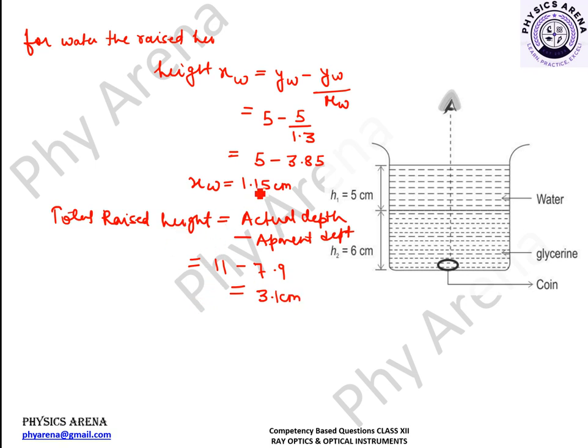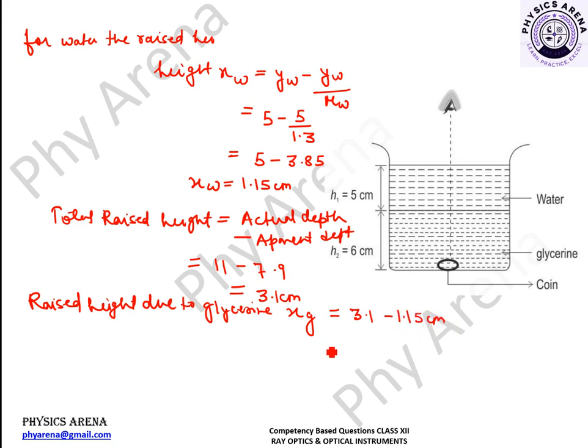Out of this, 1.15 centimeter is because of the presence of water. So what will be the raised height because of the presence of glycerine? That will be the difference of these two. So raised height due to glycerine, that is x for G, will be equal to 3.1 minus 1.15 centimeter. And when we solve it, it will be equal to 1.95 centimeter.